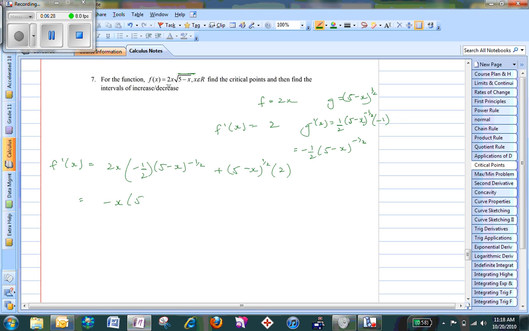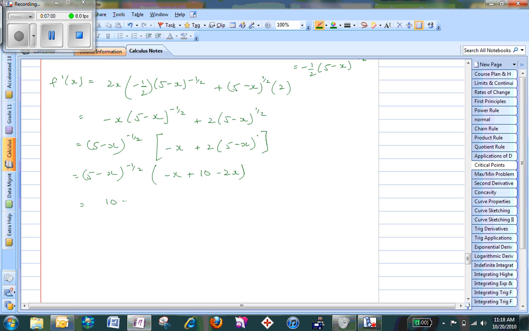So I've got -x (5 minus x) to the -1/2, plus 2 (5 minus x) to the half. Take out my common factor, which is (5 minus x) to the -1/2, which leaves me with -x plus 2. A half minus -1/2 is just (5 minus x) to the 1. In the bracket, I've got -x plus 10 minus 2x. So on top, I will have 10 minus 3x. And this here will go to the bottom to say root 5 minus x.